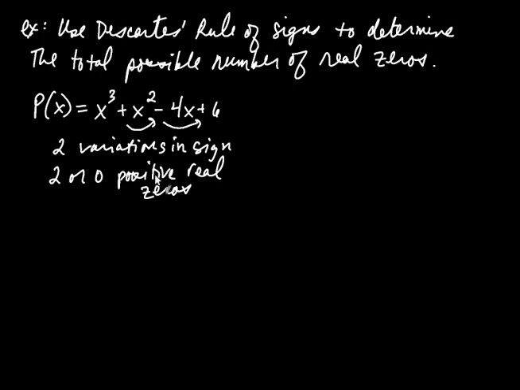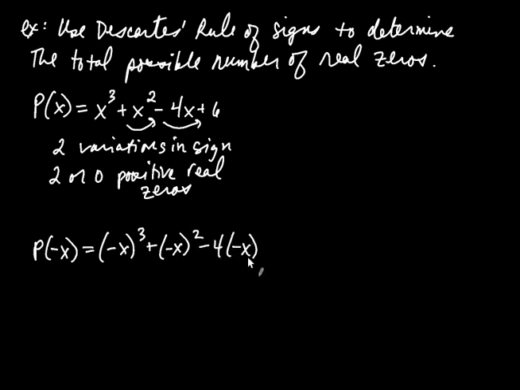Now, if you want to know how many negative real zeros there are, you don't look at p of x, you look at p of negative x. So you plug in negative x, and you get this. In the same polynomial, you get negative x cubed plus negative x squared minus 4 times negative x plus 6, and that's equal to negative x cubed and then positive x squared, because when you square a negative, it's positive, and then plus 4x plus 6. So that is p of negative x.